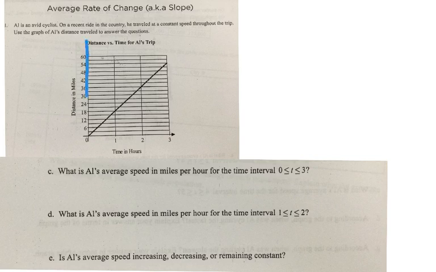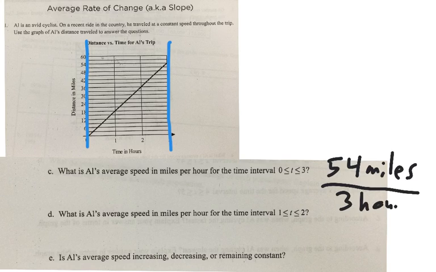Let's think about it like this. If I was starting here when time is 0 and I'm ending here when time is 3, what's the distance that was traveled between 0 and 3? 54 miles is all that was traveled. And how long did it take him to travel 54 miles? 3 hours. So they traveled 54 miles in 3 hours. So you would do the division, 54 divided by 3, which is 18 miles per hour.